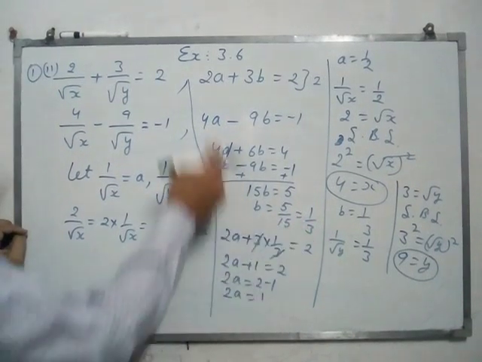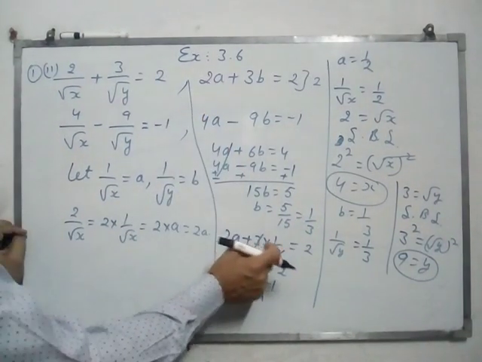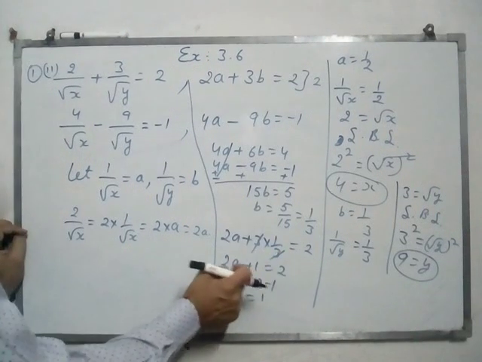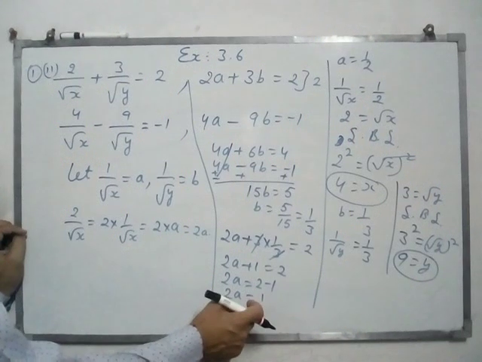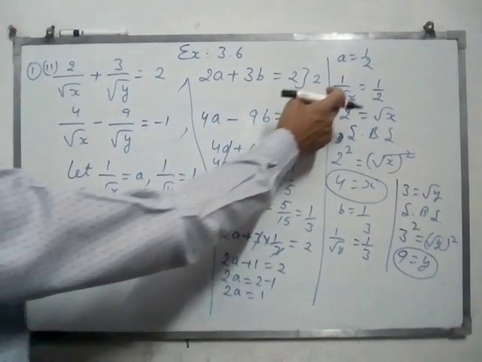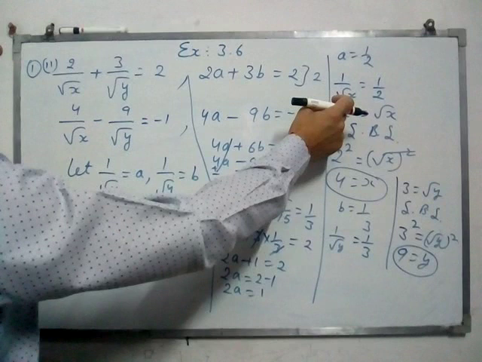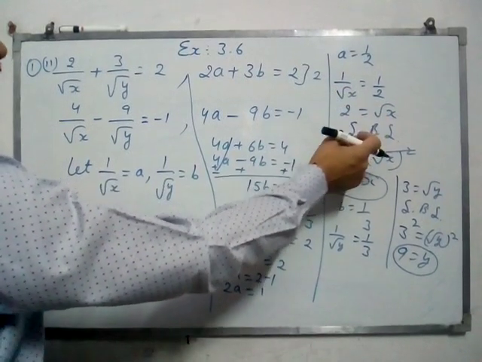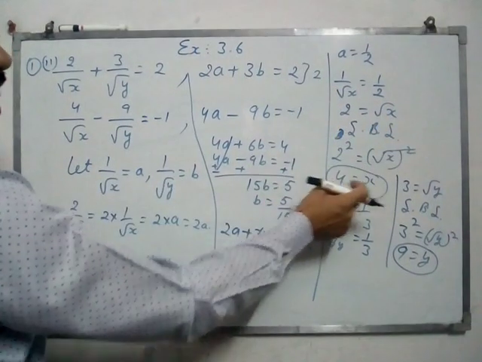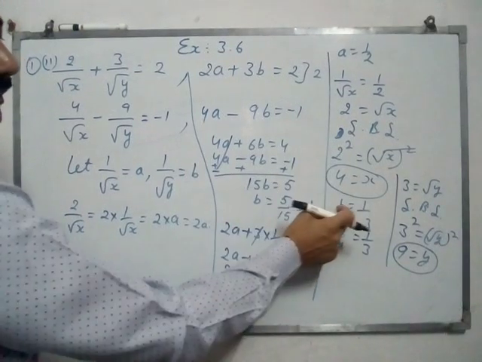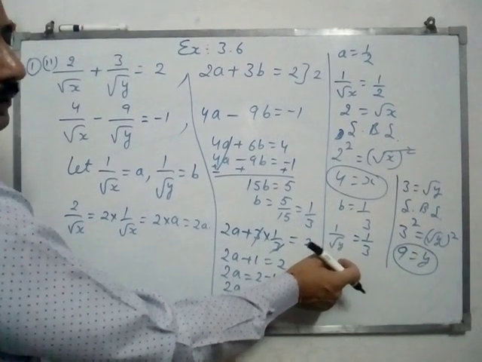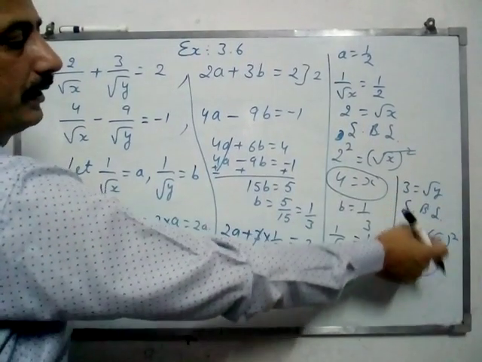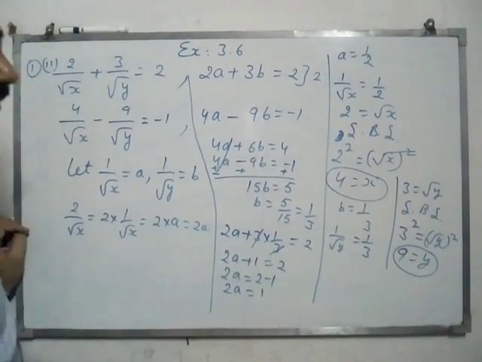So put this value in any equation. So 2a plus 3 into 1 upon 3. So 2a plus 1 equal to 2, 2a equal to 1, a equal to 1 upon 2. So we know that a equal to 1 upon under root x, cross multiply, then squaring both sides, you get x equal to 4. Similarly, b equal to 1 upon 3. So 1 upon under root y equal to 1 upon 3. Cross multiply and squaring both sides, you get y equal to 9.